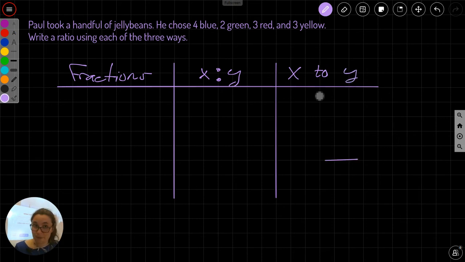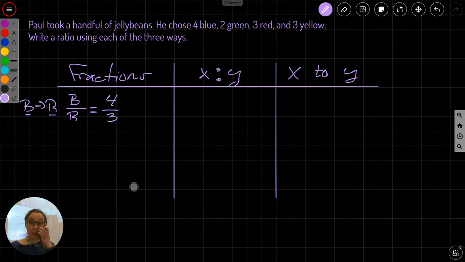All right, so the first thing we're going to write is the ratio of blue to red. Blue to red. So how many blue are there? There are 4 blue. How many red? There are 3 red. So for fractions, because it's blue to red, we're going to write blue over red, which equals 4 over 3.